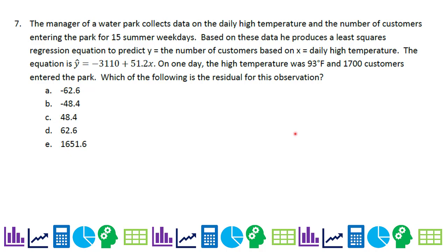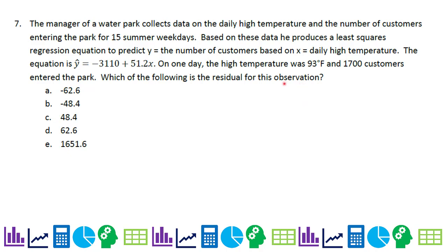Number 7. The manager of a water park collects data on daily high temperature and the number of customers entering the park for 15 summer weekdays. Based on these data, he produces a least squares regression equation to predict y equals the number of customers based on x equals daily high temperature. The equation is y hat, or predicted y, equals negative 3110 plus 51.2x. On one day, the high temperature was 93 degrees Fahrenheit and 1,700 customers entered the park. Which of the following is the residual for this observation?